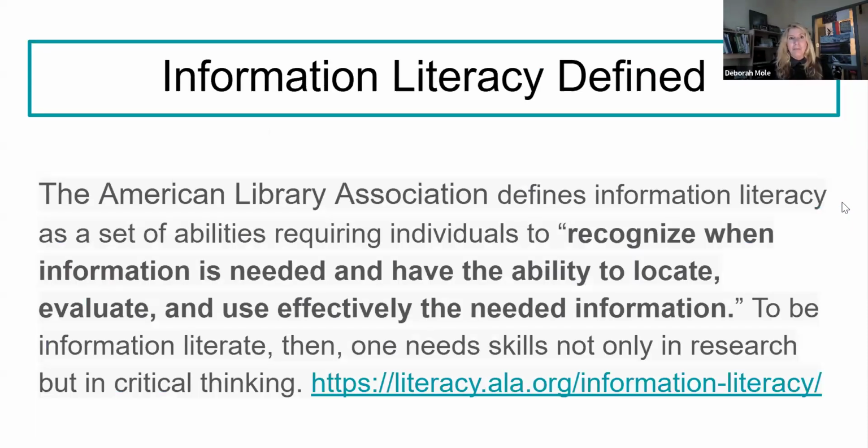So I'd like to begin by defining information literacy. The American Library Association defines information literacy as a set of abilities requiring individuals to recognize when information is needed and have the ability to locate, evaluate, and use effectively the needed information. So to be information literate, then one needs skills not only in research, but also in critical thinking.